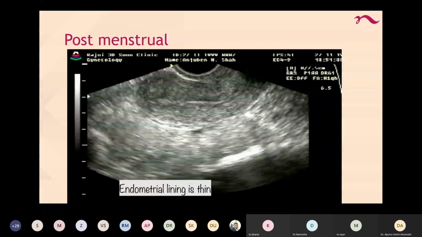So on day 2, day 3, when we do an ultrasound, the first thing that we look at is the uterus and a postmenstrual or a menstrual endometrium, where the endometrial thickness is very thin. So ideally, we should be seeing a thin endometrium in the menstrual or the postmenstrual phase. A thick endometrium needs to be evaluated at this phase.